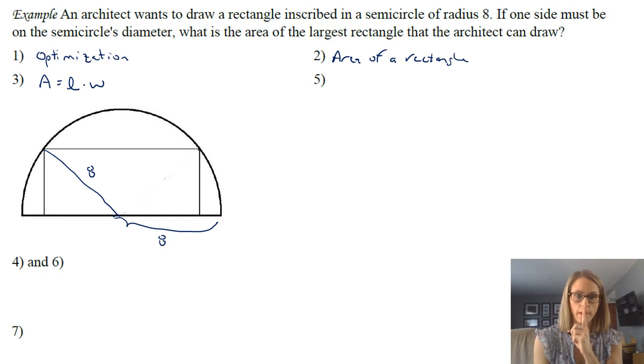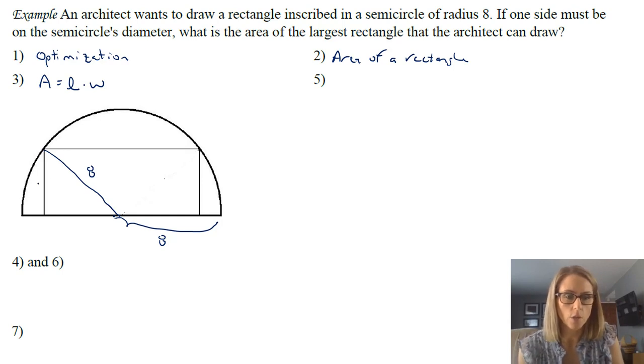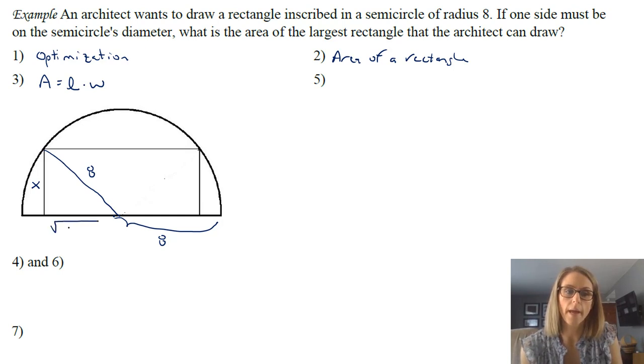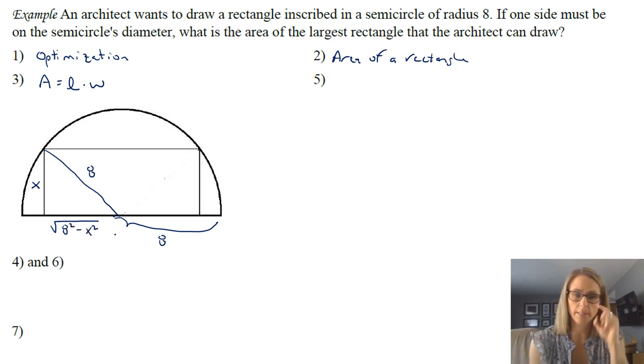Thinking about the rest of this picture and how we can label it, we can give one of the variables x. You can call them L and W, but I'm going to call something x here. So I'll call this x. And when I call this x, notice that because the radius is 8, I now have a right triangle. And so that tells me that this distance down here is the square root, thinking about a squared plus b squared equals c squared with the Pythagorean theorem, of 8 squared, or 64, minus x squared. That's going to be that distance there.